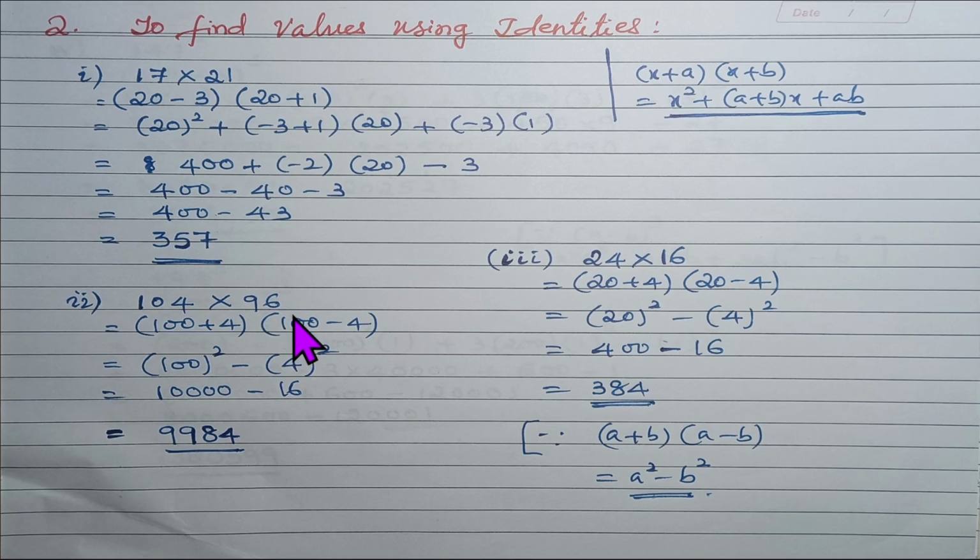104 becomes 100 plus 4, 96 becomes 100 minus 4, and we have got the a plus b, a minus b form here. So a square minus b square I can take. So a square is 100 square, minus 4 square is 16. So on subtraction we get 9984.